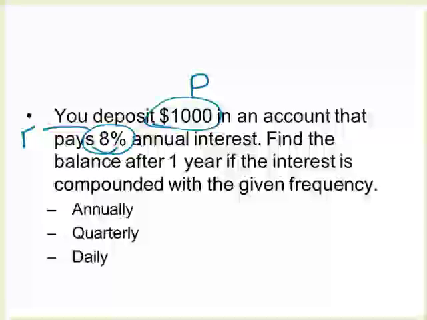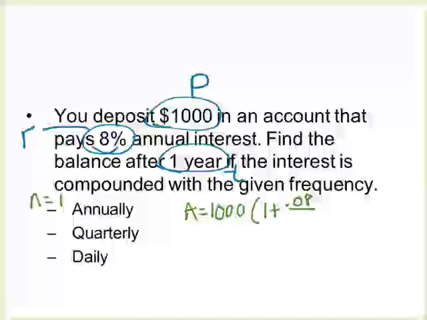Find the balance after 1 year, so that's our time, if interest is compounded with the given frequency. So this is like a part A, B, and C question. So part A says annually. If they give us interest annually, how many times a year are they giving us interest? Once, and that's our N value in the formula. So we're going to plug this stuff into that formula. Amount equals principal times 1 plus rate as a decimal divided by N, to the power of N times T.